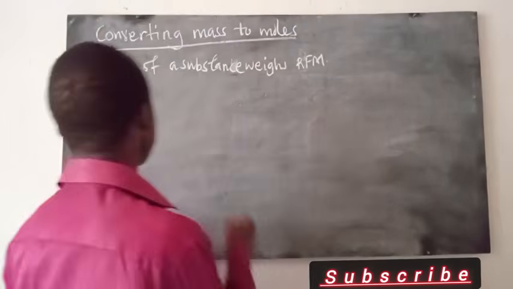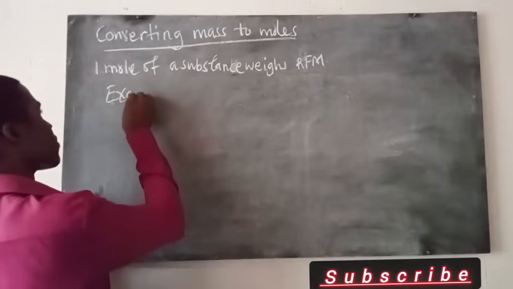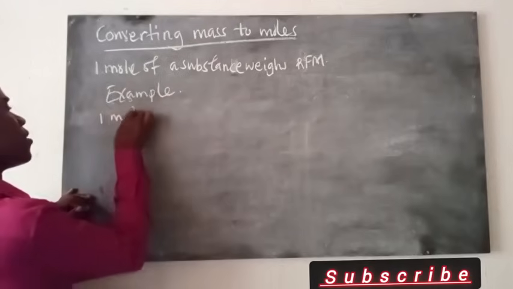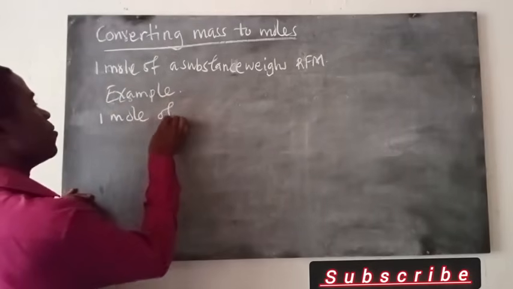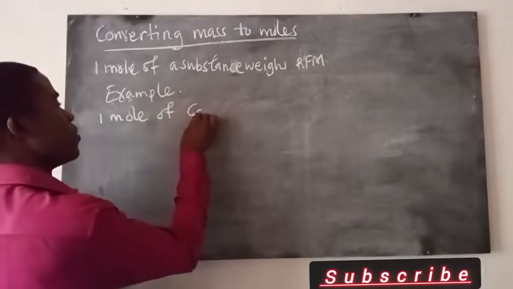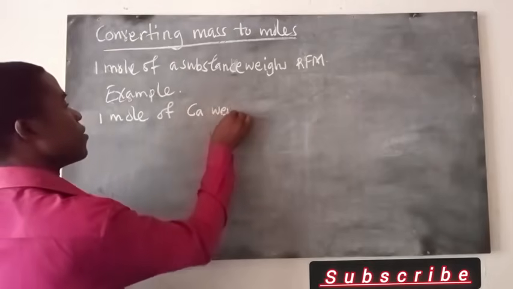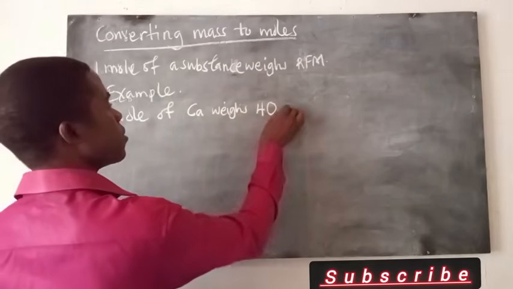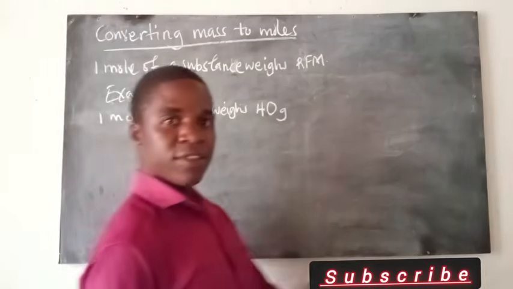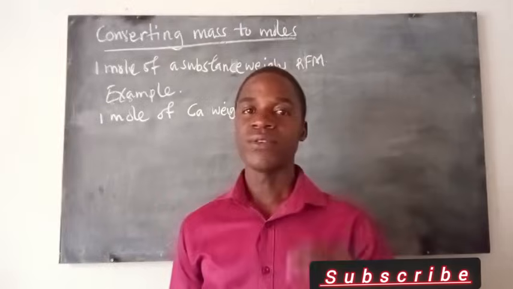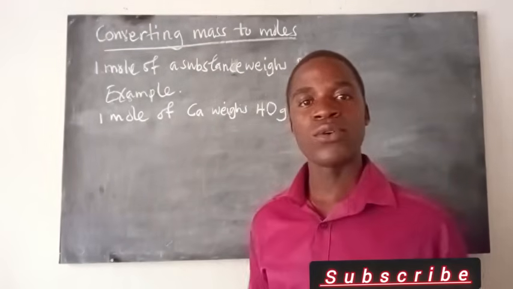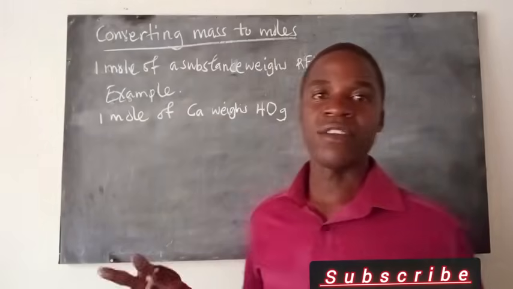For example, 1 mole of calcium weighs 40 grams, because that is the relative atomic mass of calcium. So 1 mole of any substance weighs its RFM.